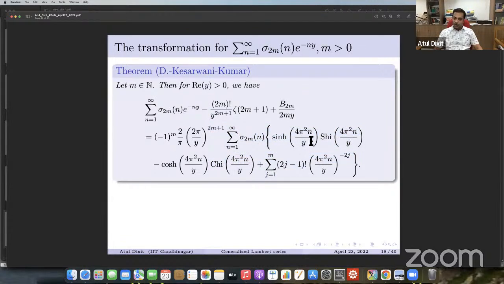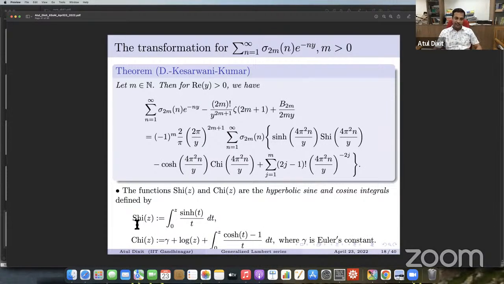And what are these functions, Shi and Chi? They are essentially anti-derivatives of sinh z over z and cosh z over z. So these are their definitions. Shi is the hyperbolic sine integral, which is defined in this way. Chi is the corresponding one, but it has this minus 1 here and then gamma plus log z, where gamma is Euler's constant.